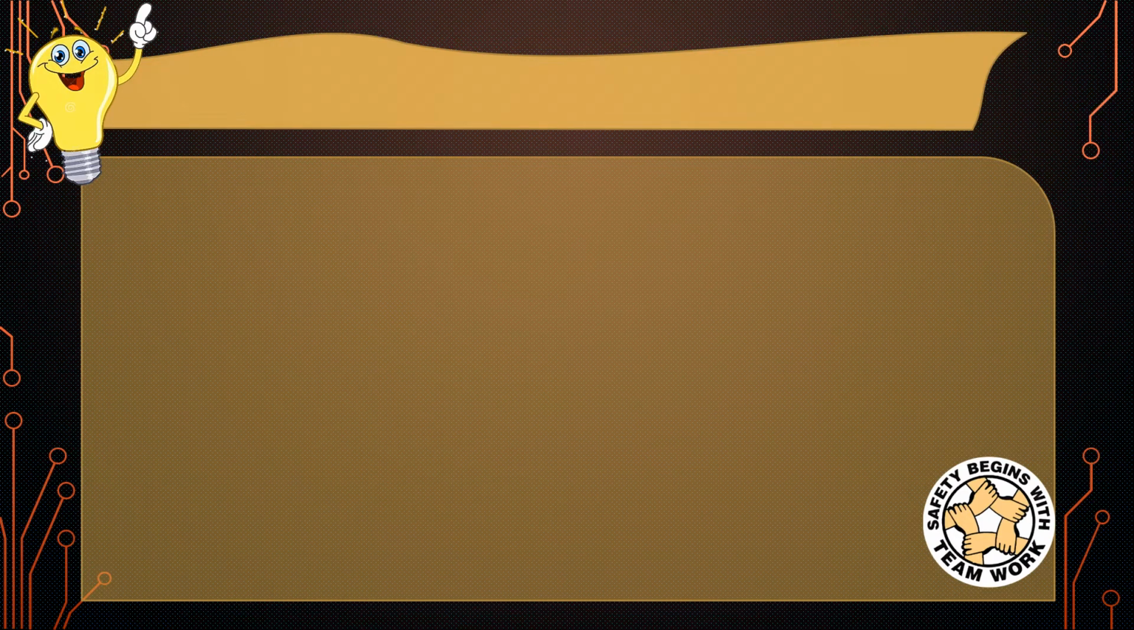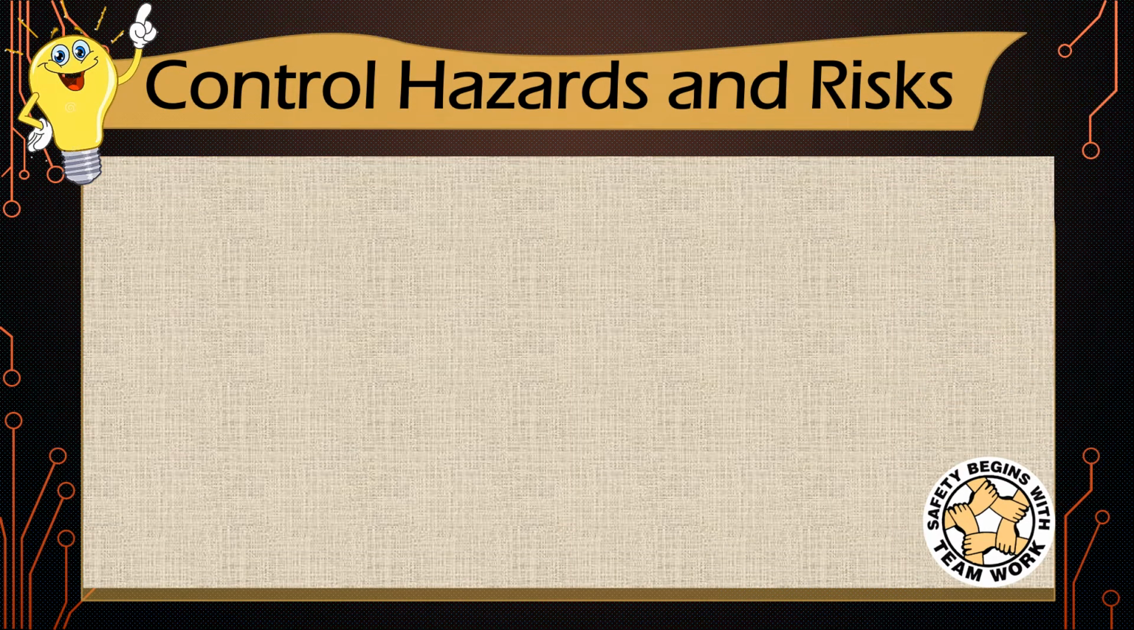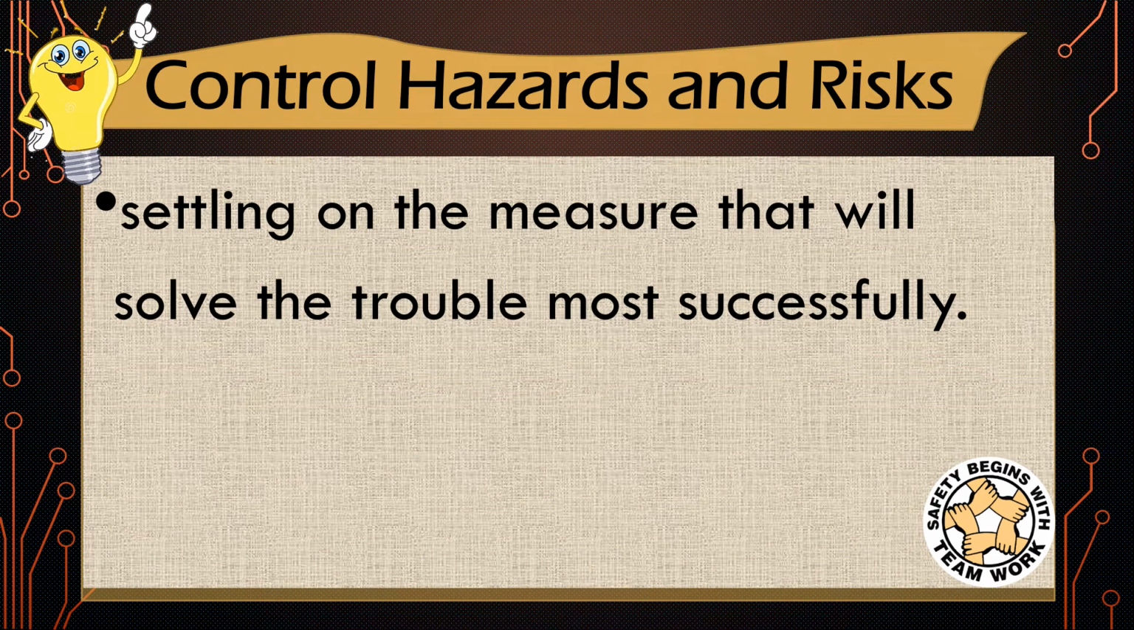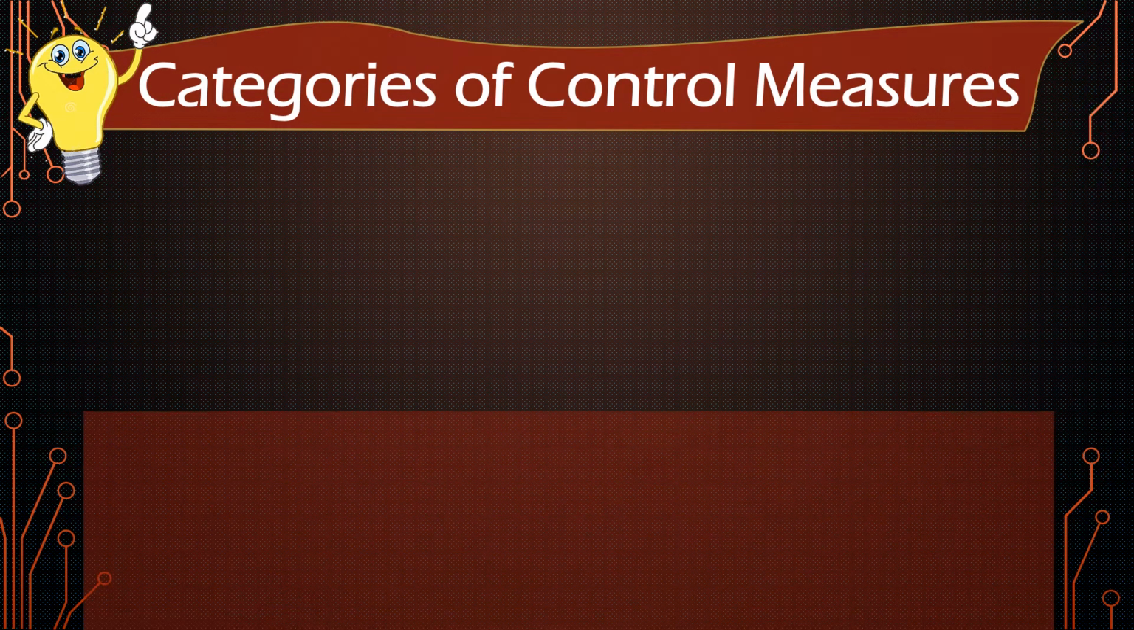How do we control these hazards and risks? Selecting an appropriate control is not always easy. It often involves doing a risk assessment to evaluate and prioritize the hazards and risks. In addition, both normal and any potential or unusual situations must be studied. Let us study the categories of control measures.